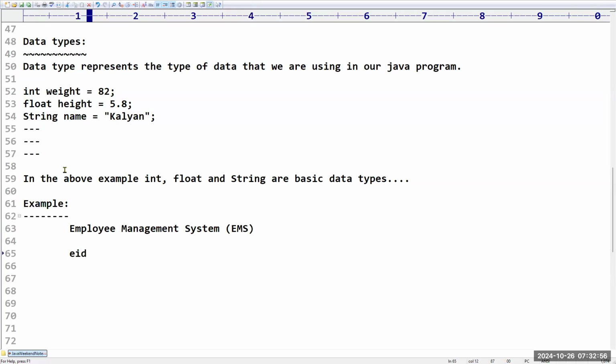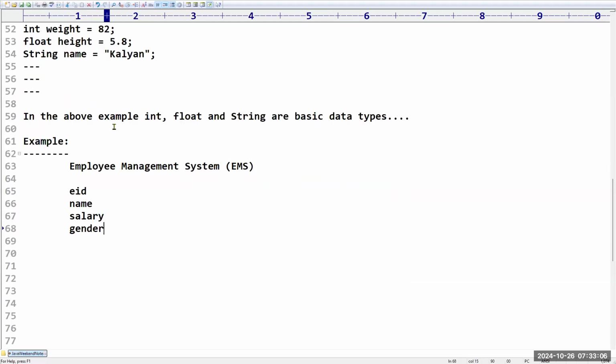Sir, employee ID will be there, employee name, and employee salary, and what is the gender, whether that employee is male or female, we have to define, and whether that employee is married or not. What is the mobile number of the employee? What is the email ID? And what about the address? And what about designation? Next, what about the project which he is handling? Like n number of informations will be there.